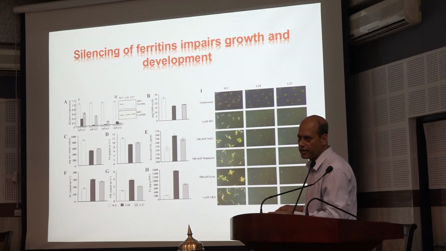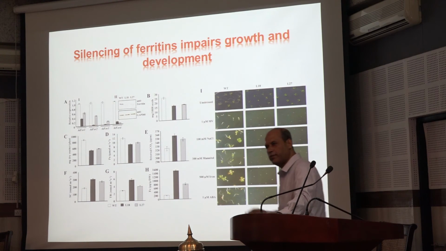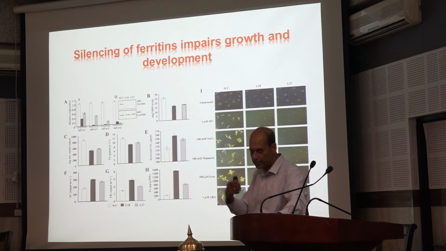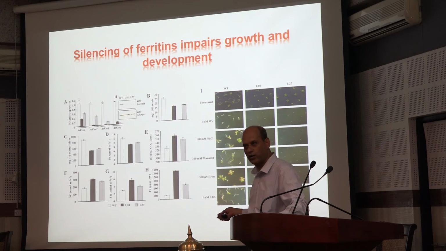Now when you down regulate, then what happens? These are two different independent transgenic lines. This is the wild type. Under any stress condition, the wild type can germinate and can develop. It develops into shoot. It gives rise to leaf and root.